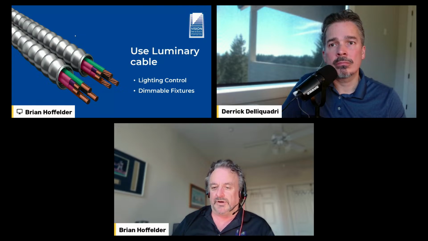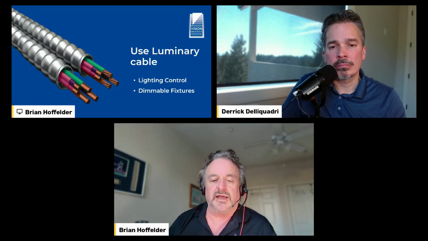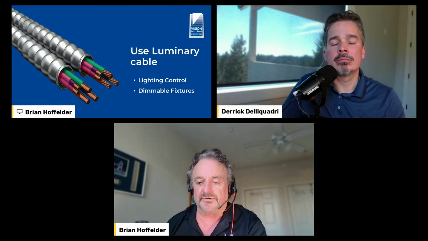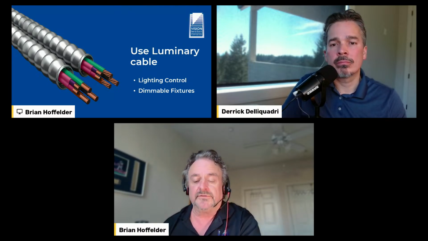If you're not familiar with luminary cable, it's just like MC cable, but you can see there's 2 extra wires, low voltage wires, 16 gauge, that are built into the MC cable. So you don't have to run them separately, and it's a pretty significant labor savings. The cable's more expensive, but the labor savings by not having to run the extra low voltage wires is very significant.